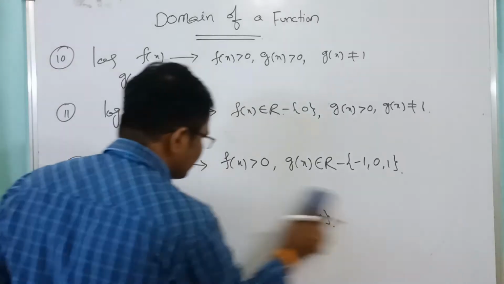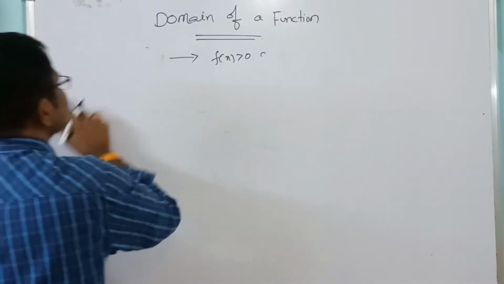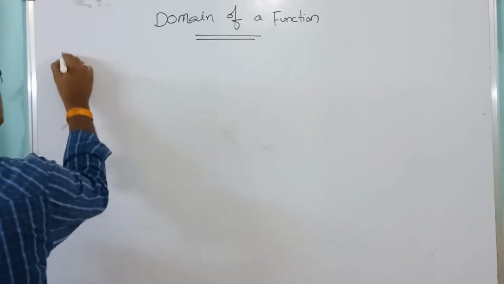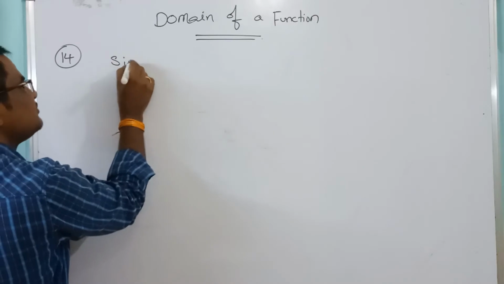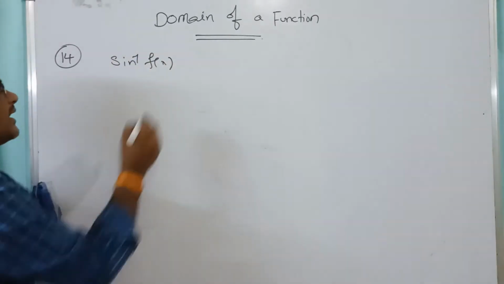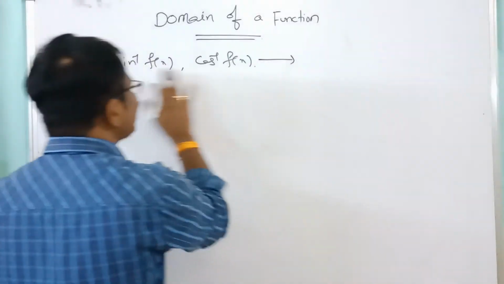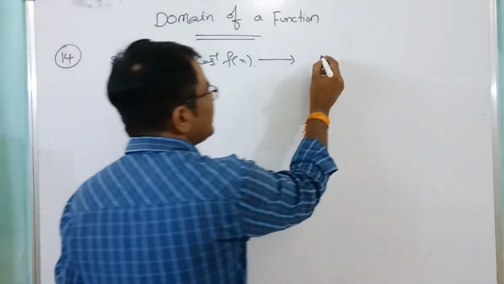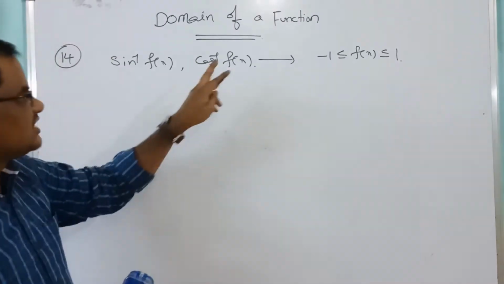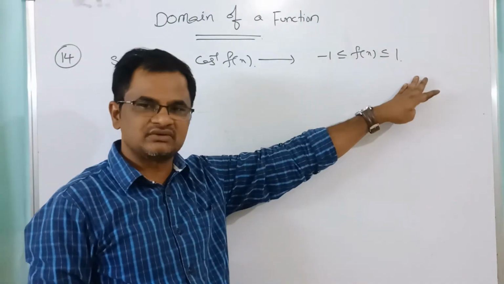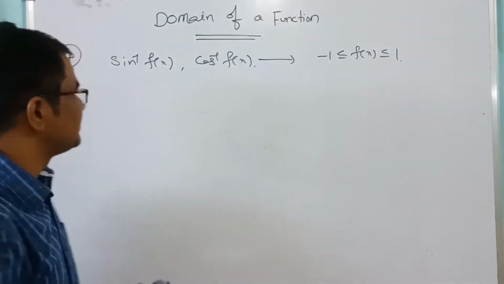Next, the 14th one. Suppose they give sin inverse of f of x, or cos inverse of f of x. When do these functions exist? Whenever -1 is less than or equal to f of x, which is less than or equal to 1. If f of x is between -1 and 1, including -1 and 1, then only these two functions exist. Already we learned this in inverse trigonometric functions.